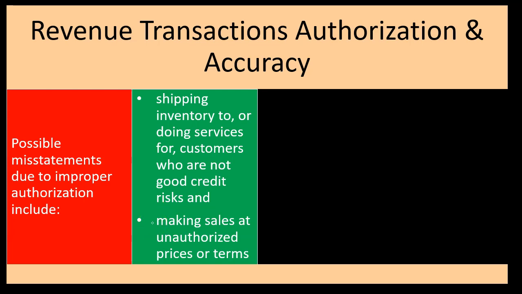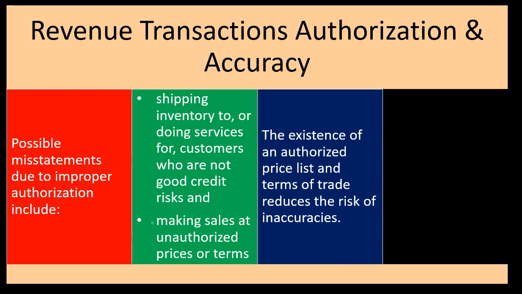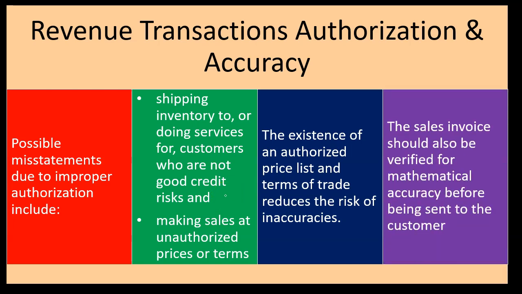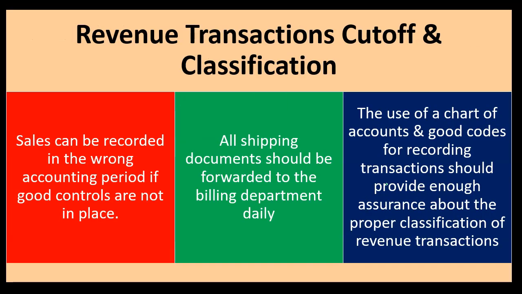Typically, making sales at unauthorized prices or terms. So that would be a problem. Again, we can see that there could be some type of fraud involved in that if that was the case as well, right? If there's a situation, there's no checks involved, and sales were going to be made at some type of unauthorized price, possibly lower prices, then that would be a concern. The existence of an authorized price list, so we should have an authorized price list and terms of trade, reduces the risk of inaccuracies. And the sales invoice should also be verified for mathematical accuracy, so we should be verifying the mathematical accuracy of the sales invoice before being sent to the customer.